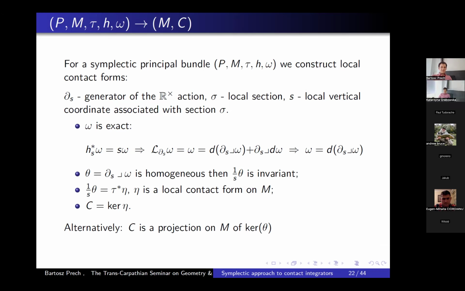Anyway, if we prove it, then by pulling back, we can show that the pullback of omega is given by S omega. And from this, we can calculate the Lie derivative of omega, which would be just the derivative with respect to S. So it is omega. And by the Cartan magic formula, we can find that omega has a primitive form, which will be ds omega.